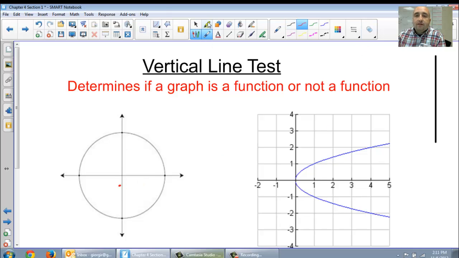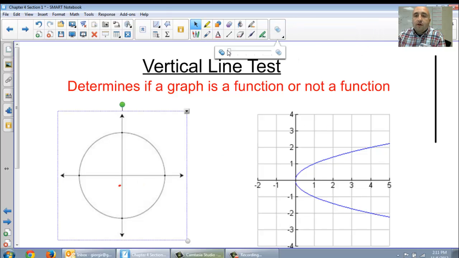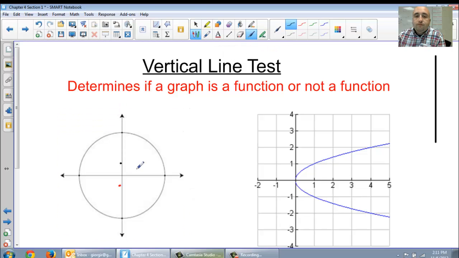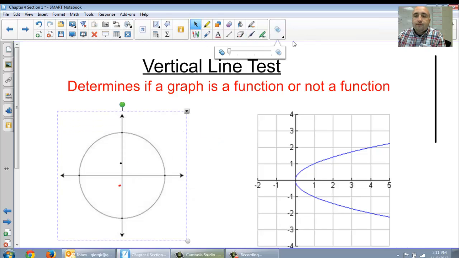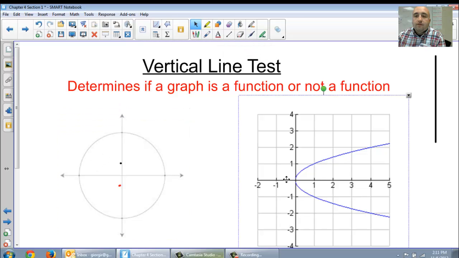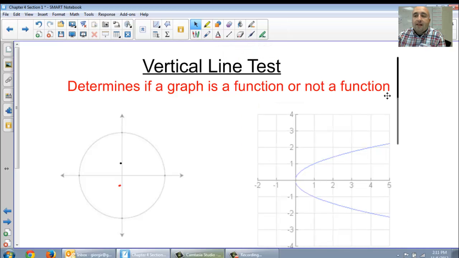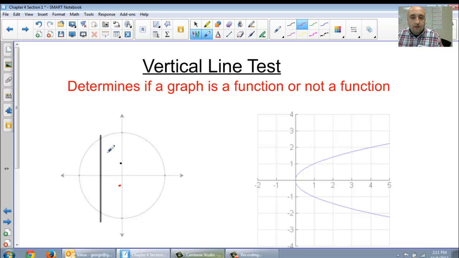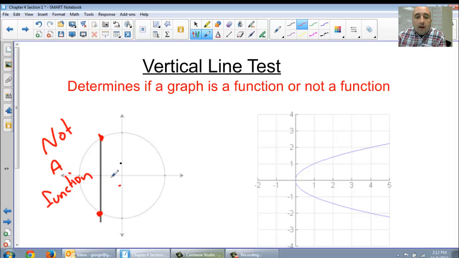Okay. So let me make this a little bit more transparent. Sorry. All right, let me do the same thing on this one. Now I'm going to take my line. Does it ever touch this circle more than once? If you notice, if I leave it right there, how many times does it touch? It touches here, and it touches here. Automatically, not a function. It can never have one input having more than one output.